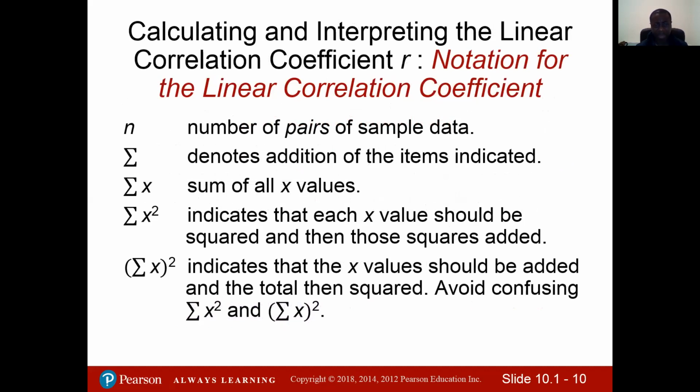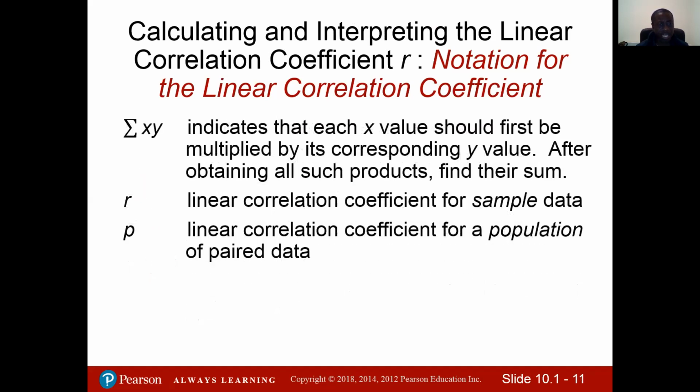Your n is the number of pairs in the sample. Then this symbol means summation, or addition. So if you have this, the sum of all x, like we did, the sum of x squared means you square all the x's and then sum them. And then this is the sum of the x and then you square that. This is like what we did in chapter 3, talking about measures of center and spread. Like I said, we're going to use StatCrunch to compute the R. We will not use the formula.